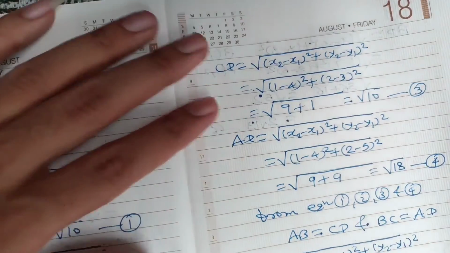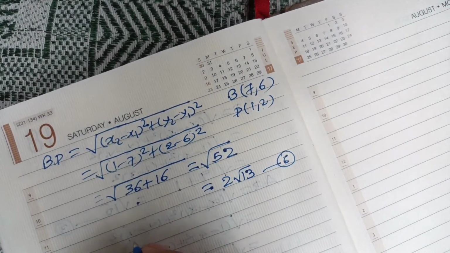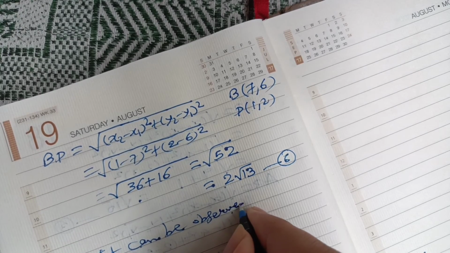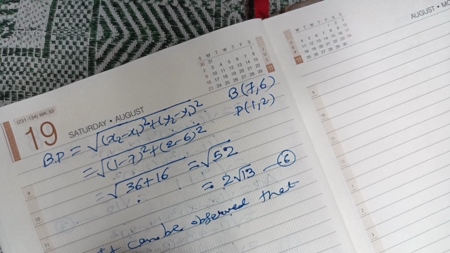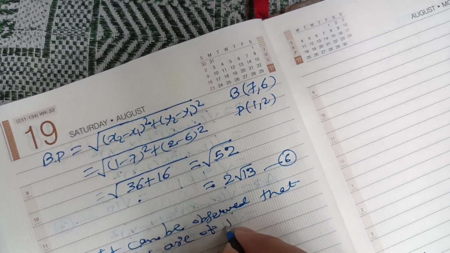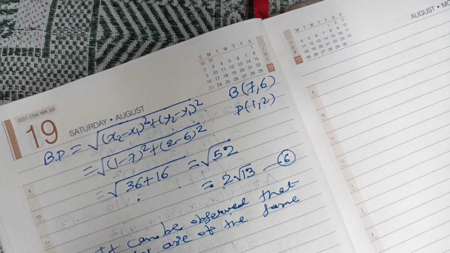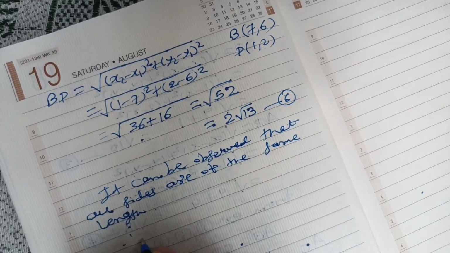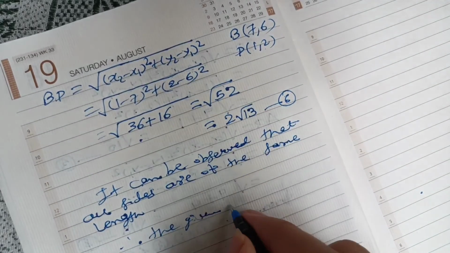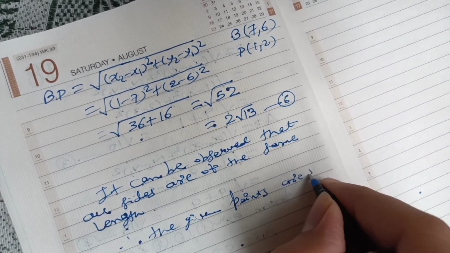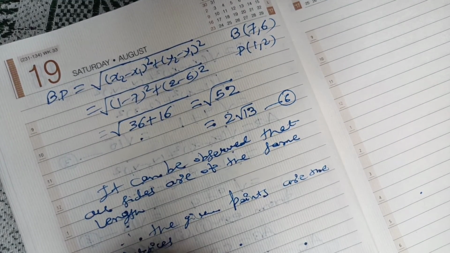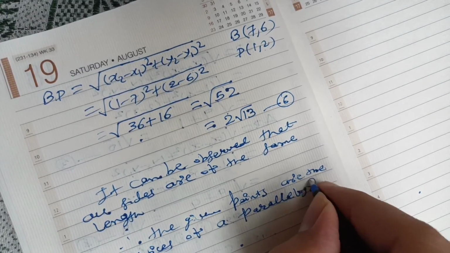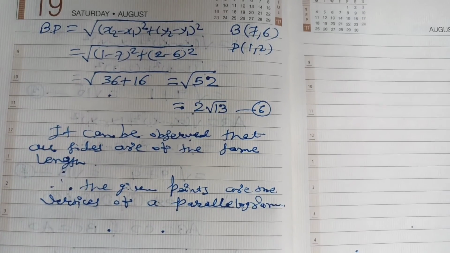Now see, here the diagonals are different, but opposite sides are equal. It means we can write, it can be observed that all sides are not of the same length, and the diagonals are different, yes or no? So therefore the given points are the vertices of a parallelogram. Is it clear? I hope you understood. Thank you.